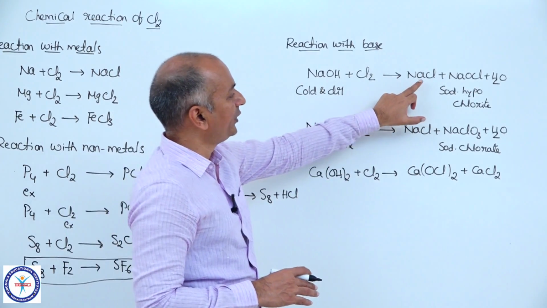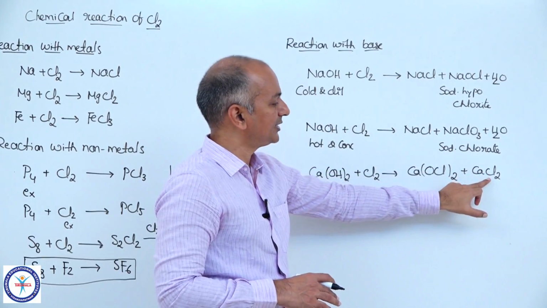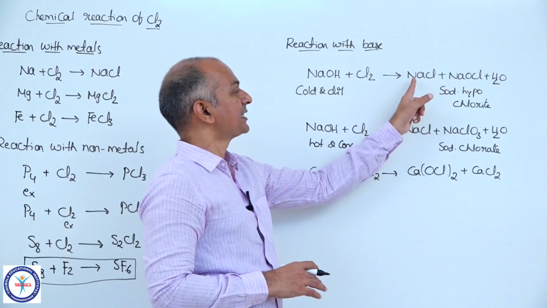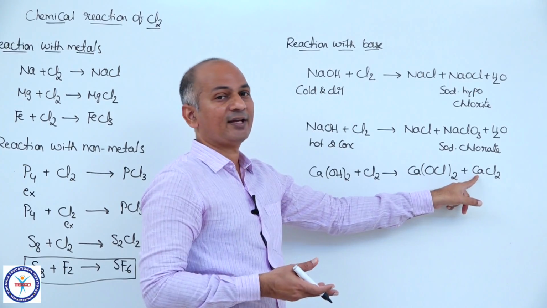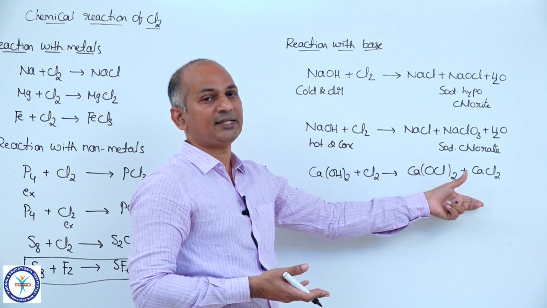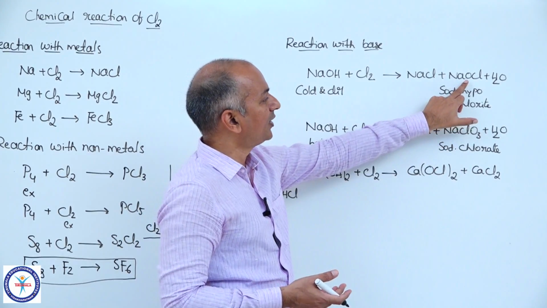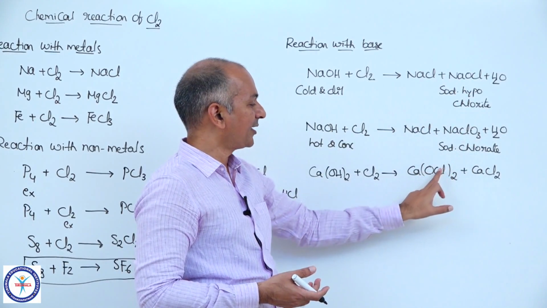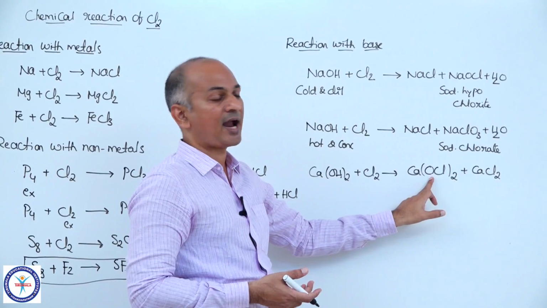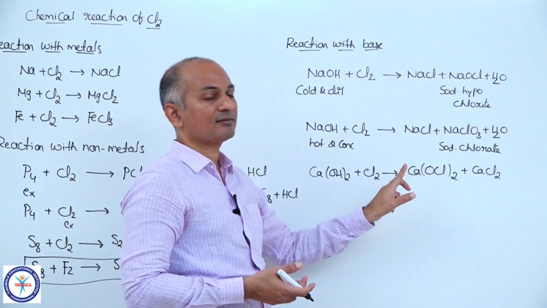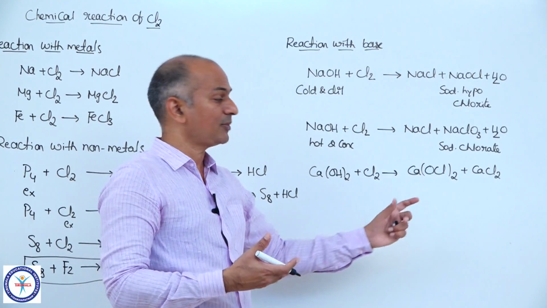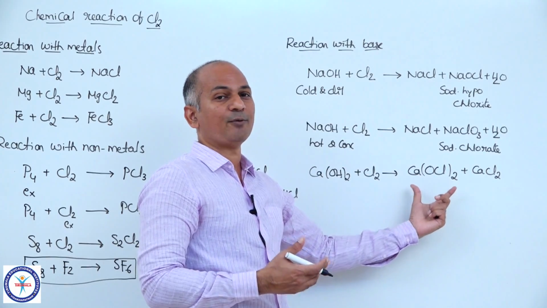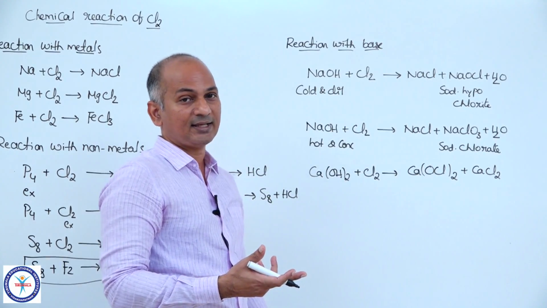Here also we got Cl minus, but the only thing is that sodium is monovalent, calcium is divalent. So obviously here the compound must be CaCl2, that's it. And here we got OCl minus, which is called hypochlorite ion, and here also the same OCl minus. Because of the valency of calcium, the compound is like this, Ca(OCl)2.